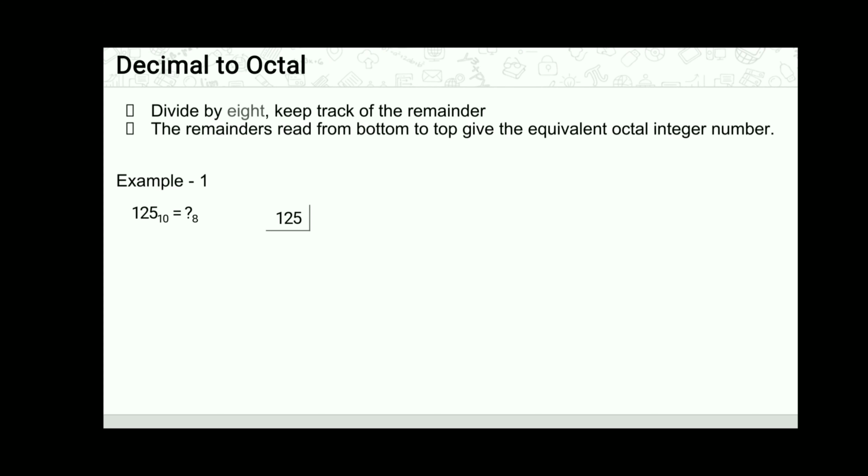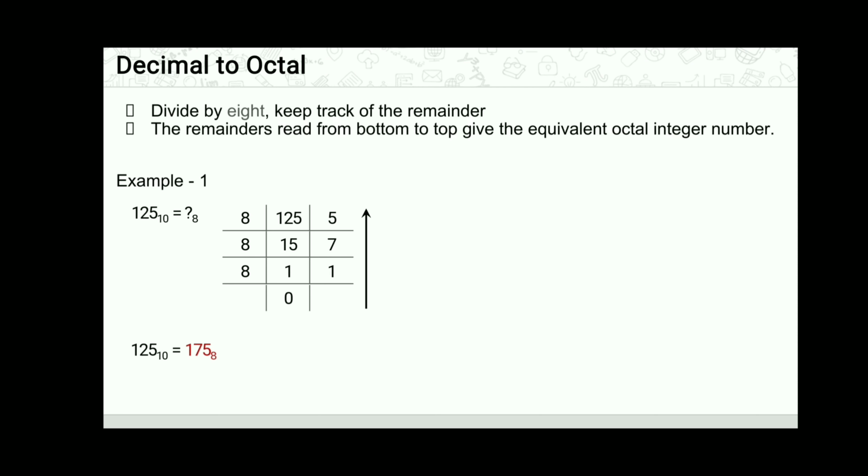So we will divide 125 by 8. We will get 15 as quotient and 5 as remainder. Similarly, we will divide 15 by 8. So we will get 1 as quotient and 7 as remainder. Similarly, by applying the same trick, we will get 1 as remainder. So we will go from bottom to top. That is, our answer will be 175 to the base 8.